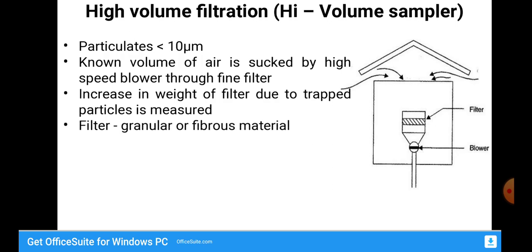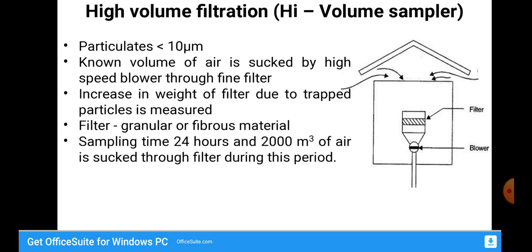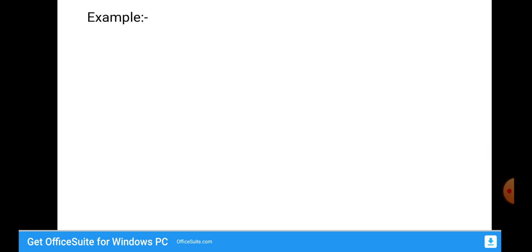Different types of filter can be used. Granular or fibrous material can be used in this filter. Generally, the sampling time is 24 hours, and in this time 2000 meter cube of air can be sucked. Let us take an example.